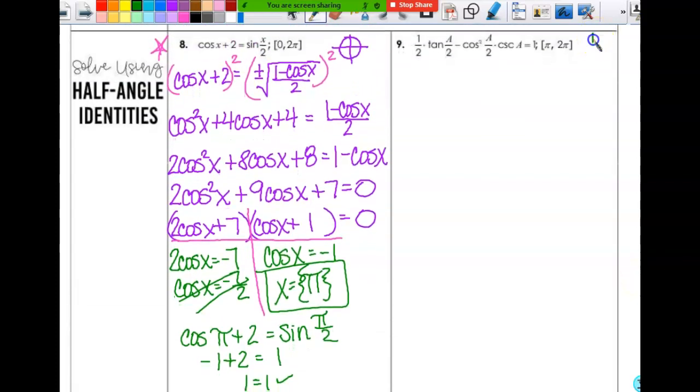Here I'm going from pi to 2 pi. And I've got half angles, so I think I want to replace both of those. So I'm going to go ahead and write down this 1/2. Then I'm going to look at the tangent of the half angle. That one's where I have 3 choices.